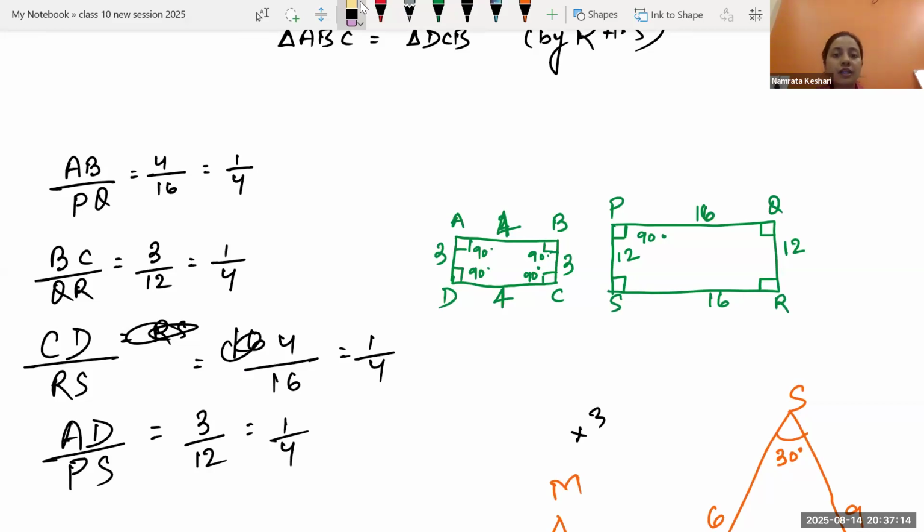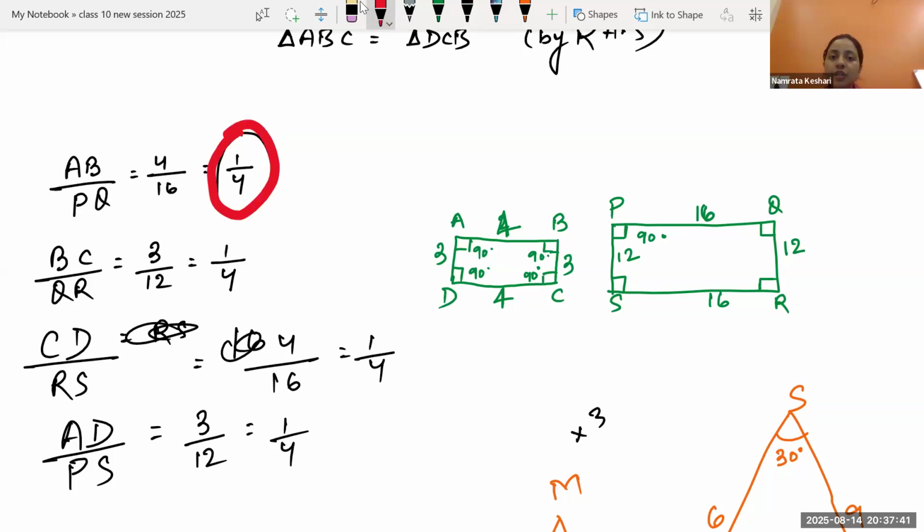First, we are trying to understand the meaning of similarity. Here the lengths of the sides are given. The angle over here is known, the angle over there is known, because these two are rectangles. For a rectangle, we know each interior angle will be 90 degrees. Now we are checking the ratio between the sides. AB by PQ, you can see we found the ratio as 1 by 4.